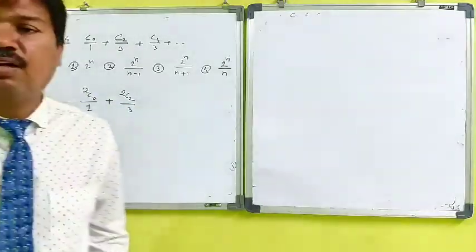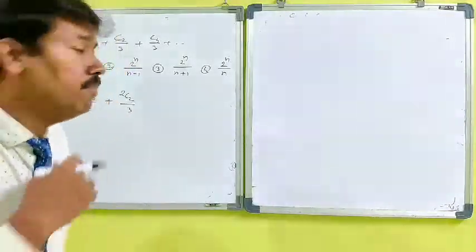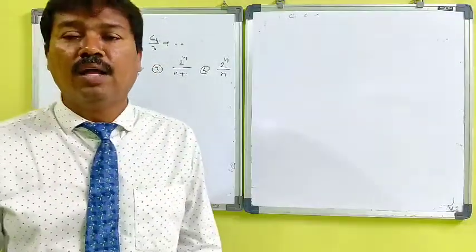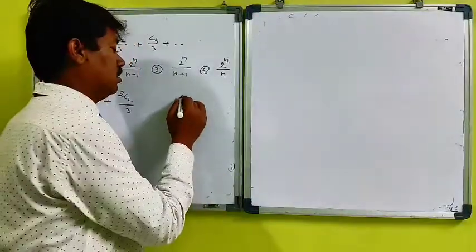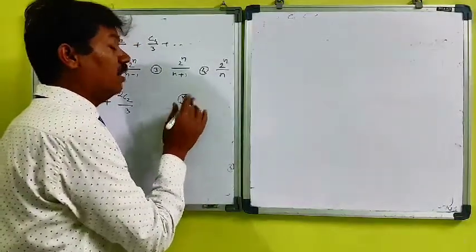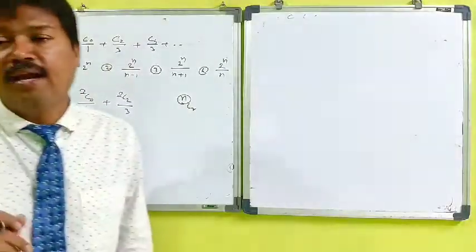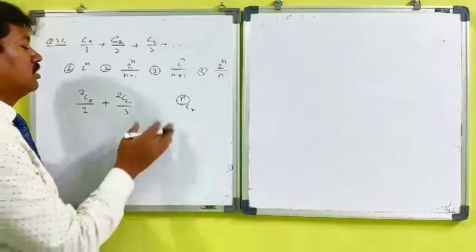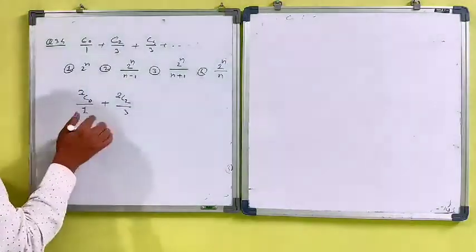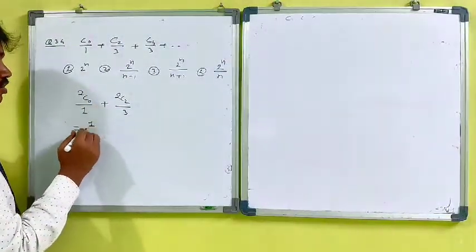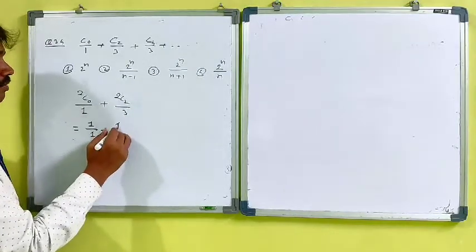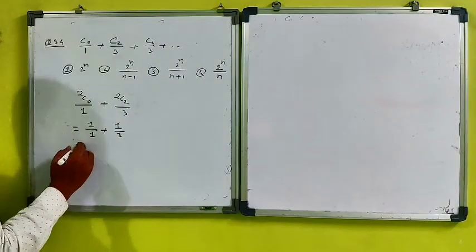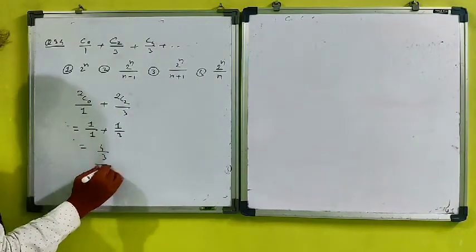So we cannot move further. We cannot go ahead, because if we go ahead it will be 2c4, which is never possible. Remember that in this combination nCr, n is always greater than r. We cannot do it the other way around. So only 2 terms will come. So what is the value here? 2c0 is 1, so it's 1 upon 1, plus 1 upon 3. So what is the answer for this? It is 3 plus 1, so it is 4 by 3.